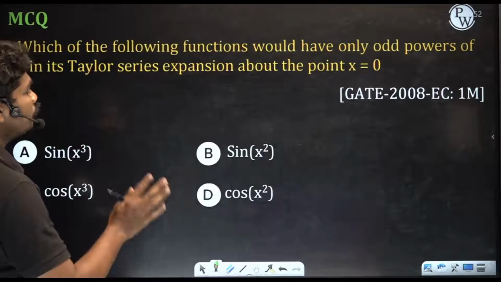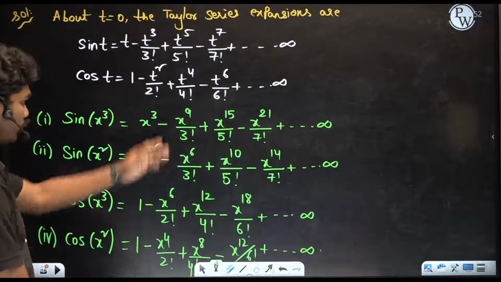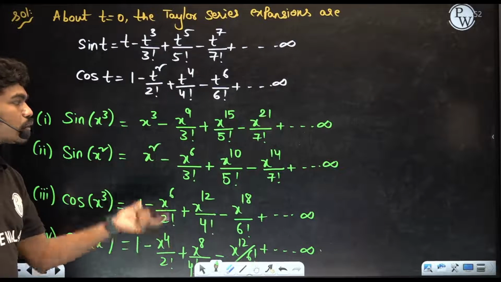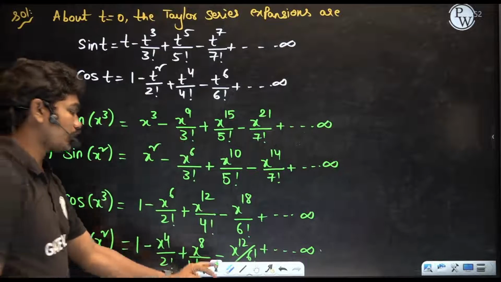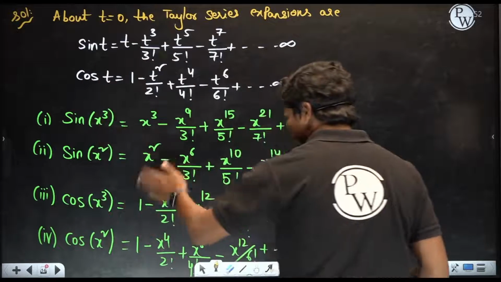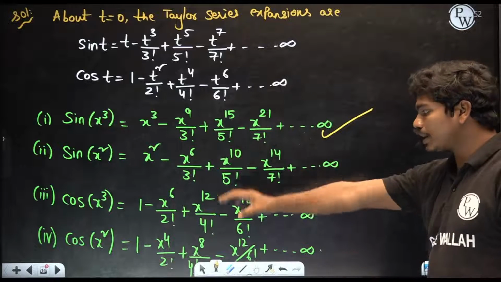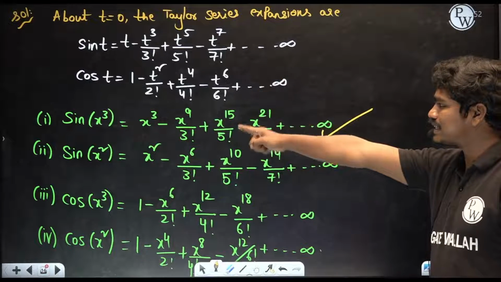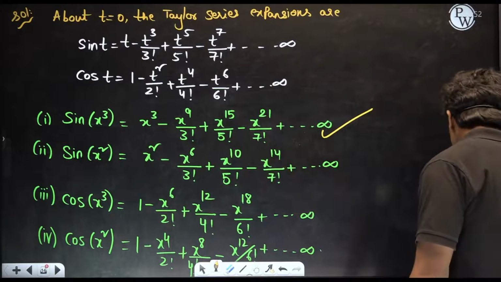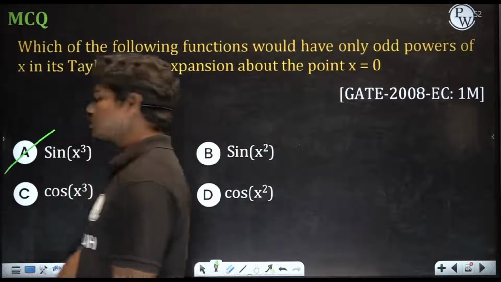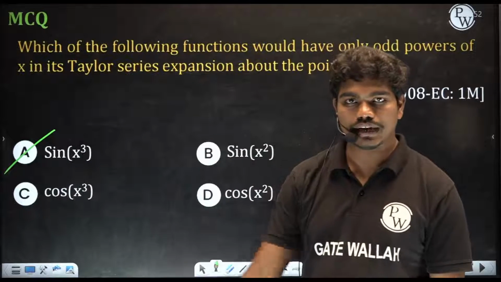Now they are asking which would have only odd powers of x. So out of these 4 series, which series has only odd powers? This sin x cube, correct? Out of these 4 expansions, only this one has only odd powers of x. The remaining all have only even powers, okay? But this one has only odd powers of x. So therefore sin x cube is the function which has only odd powers of x in its Taylor series expansion about x equal to 0.